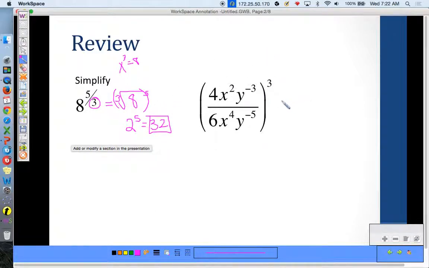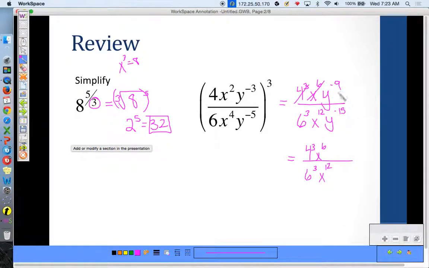Then we can look at this one. Well, we can distribute this 3, so 4 to the 3rd, x to the 6th, y to the negative 9, divided by 6 to the 3rd, x to the 12th, y to the negative 15. Next we can deal with our negative exponents. So 4 to the 3rd stays, x to the 6th stays, 6 to the 3rd, x to the 12th, and then these two, to make them positive, y to the 15th and y to the 9th.